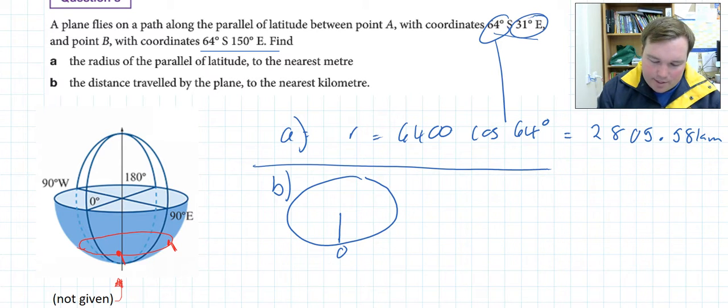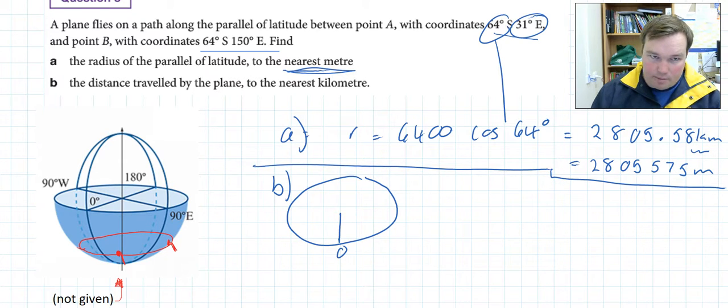Now note, it says to the nearest meter. So be careful here. You would like to multiply this by 1,000 and keep the decimals going. So you want to go 2805,575 meters. Couple of traps there.